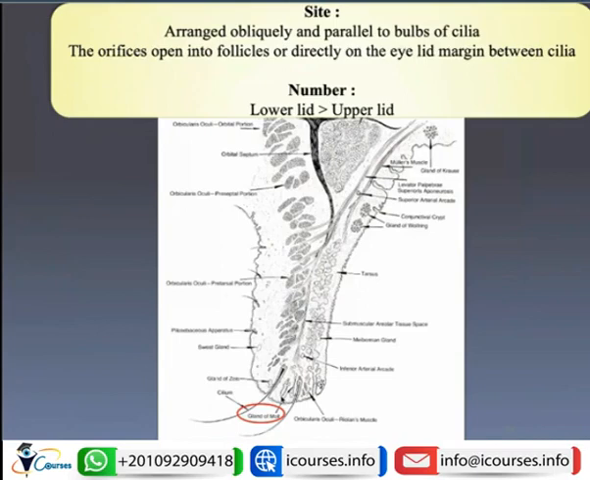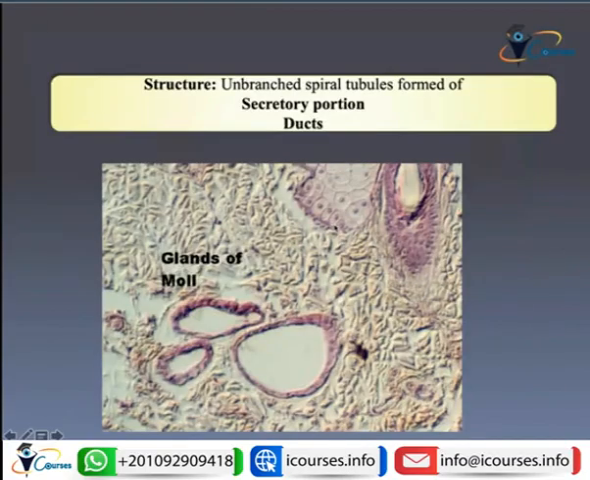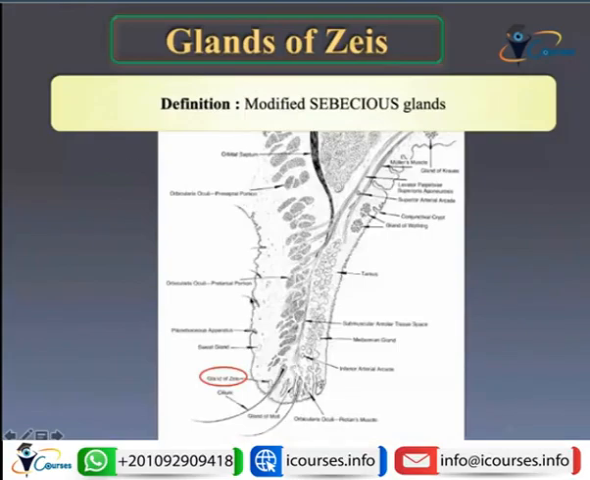But the most important thing that is asked in the MCQ is their number, because apart from all the structures that we have mentioned, the glands of Moll are the only structure that is more numerous in the lower lid than the upper eyelid. We said that the upper lid is more in height and has more sebaceous glands and more eyelashes, but it has fewer glands of Moll. So glands of Moll are more in the lower lid than the upper eyelid. They are unbranched, formed by spiral tubules, with a secretory portion and ducts.